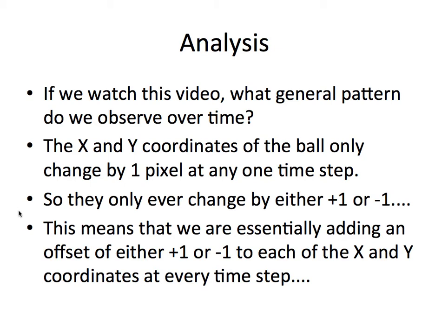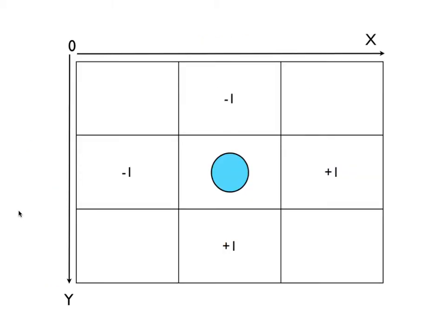So this means that we're essentially adding an offset of either +1 or -1 to each of the x and y coordinates at every time step. Just to clear up what I mean by this, if we look at the ball, then at every time step, because it's moving diagonally, both its x and its y coordinates will change, and they only ever change by either 1 pixel up or 1 pixel down.